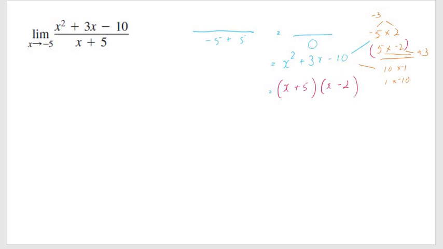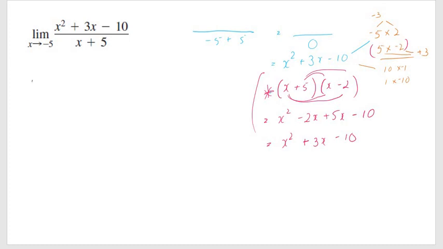When we do that, we start multiplying. We get x squared, and multiplying by this gives minus 2x. Then we do plus 5x and then minus 10. So we get x squared plus 3x minus 10, which is equal to this. That confirms that these are the correct factors of this expression.